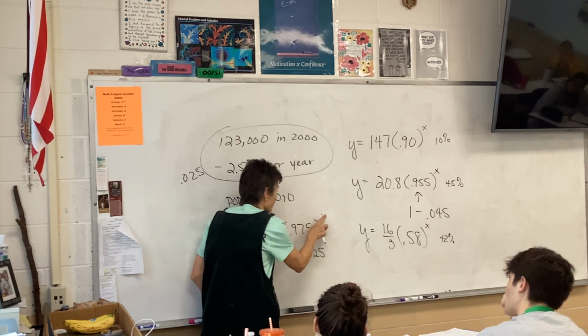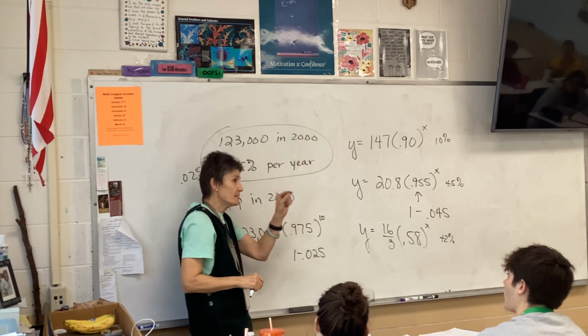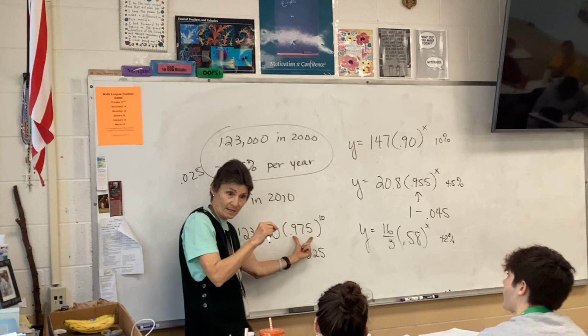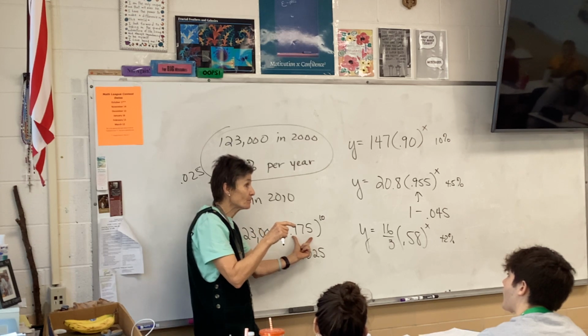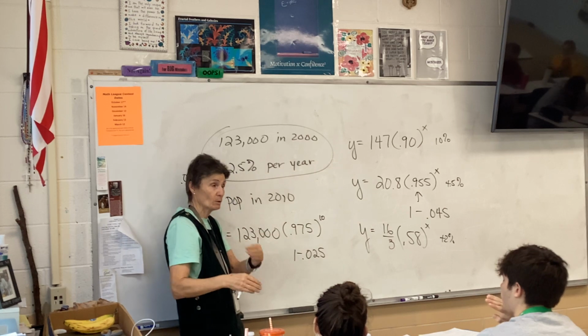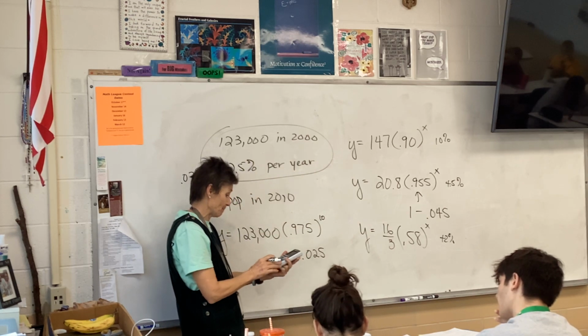Make this 10. Because if I make that 10, doesn't that mean I am multiplying by 0.975 10 times? In 2001, 2, 3, 4, 5, every year, I'm multiplying by that. So, very good, I get my calculator out.